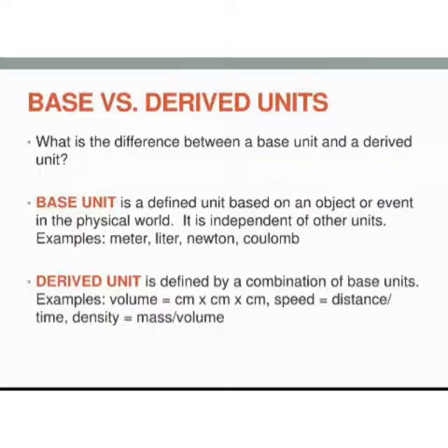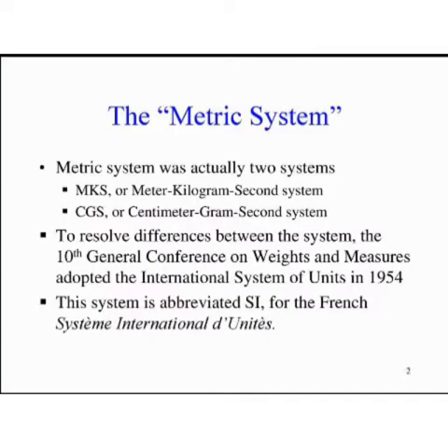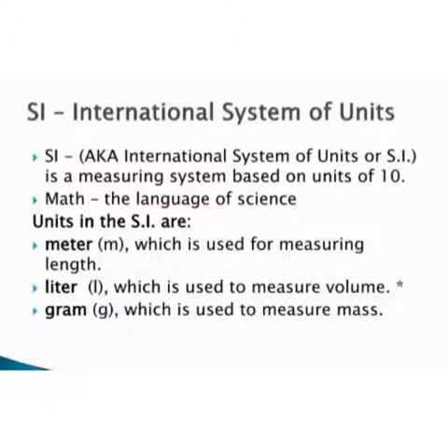Last we studied base and derived. Next, units. Metric system. The metric system is actually two systems: the MKS system, meter, kilogram, second, and the CGS system, centimeter, gram, second. Generally we call it the International System of Units. The International System of SI units is a measuring system based on units of 10. The SI unit of length is the meter.